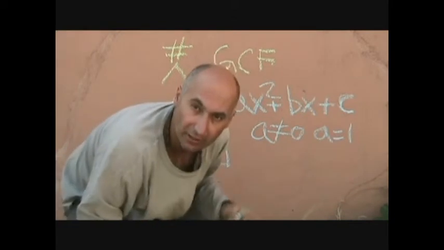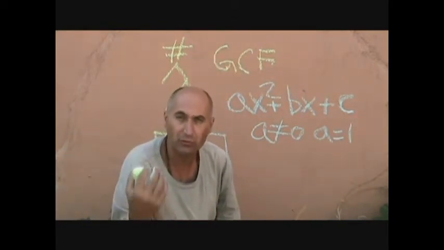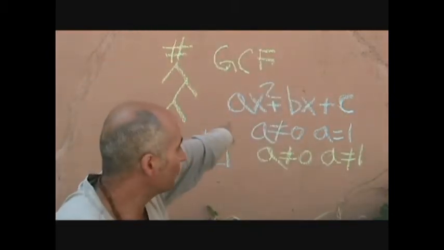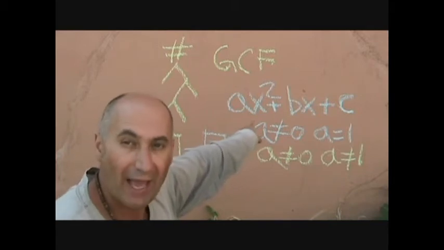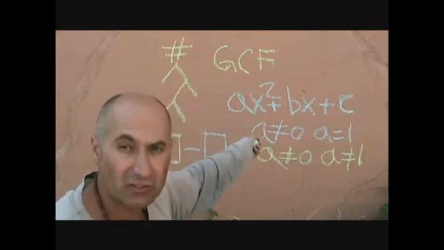So what we're going to start talking about now is factoring complex trinomials. And complex trinomials are of the following form, where a doesn't equal 0 and a doesn't equal 1. So we actually end up with a number, a coefficient, in front of the x squared, okay?